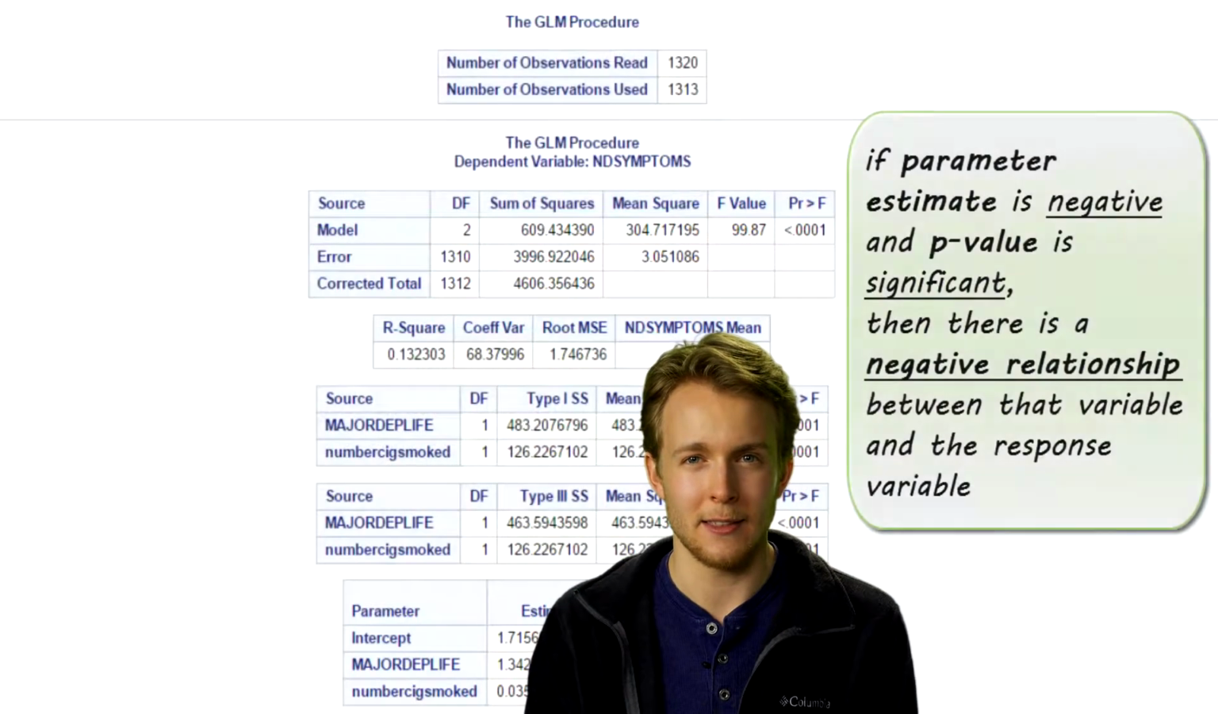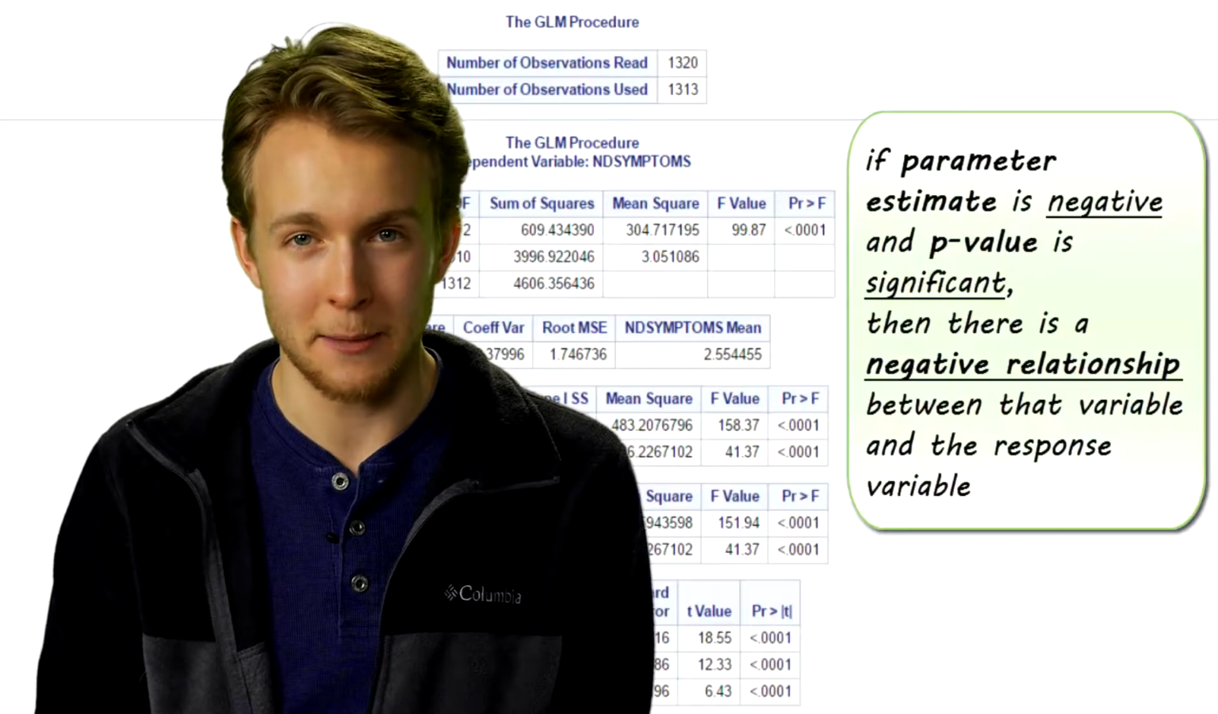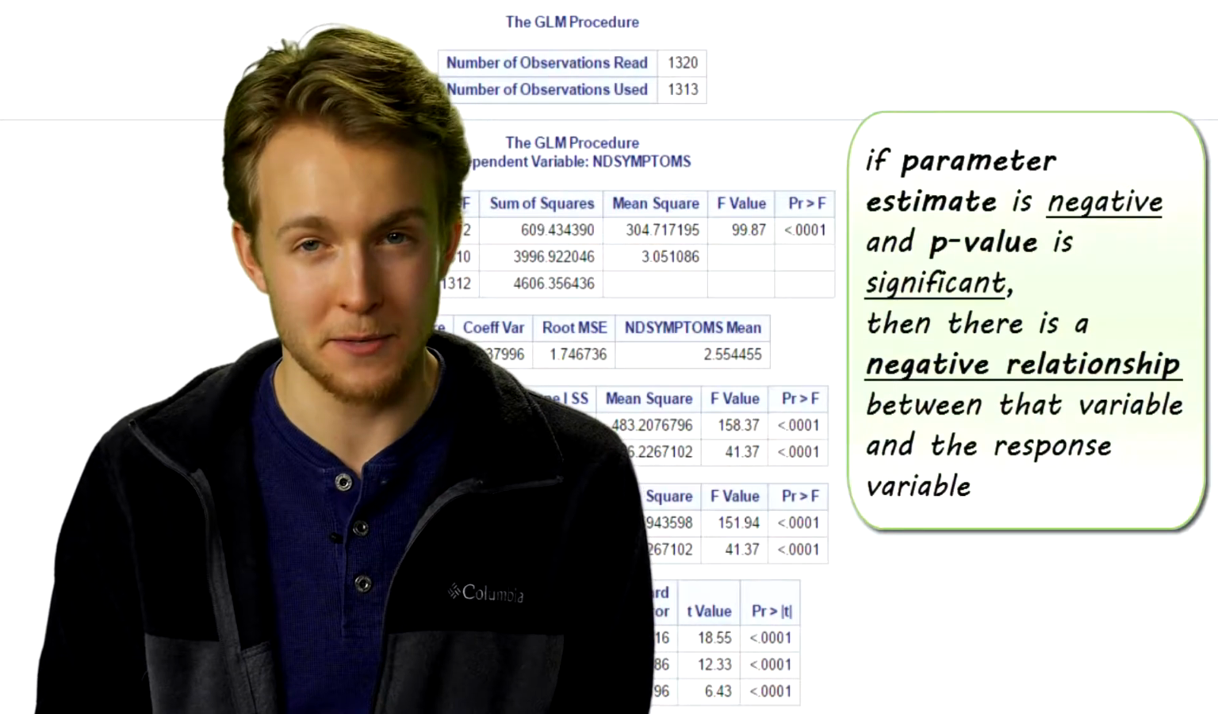Note that if a parameter estimate is negative and the p-value is significant, it would mean that there was a negative relationship between that variable and the response variable.